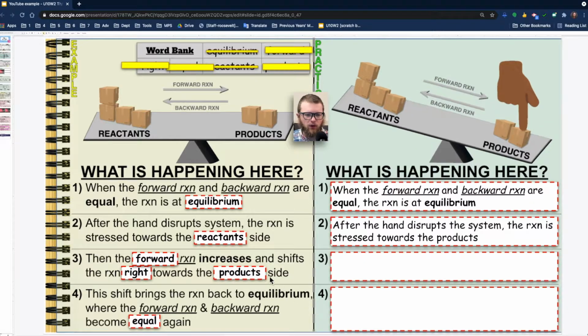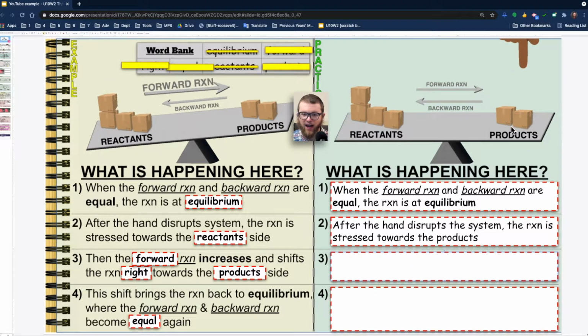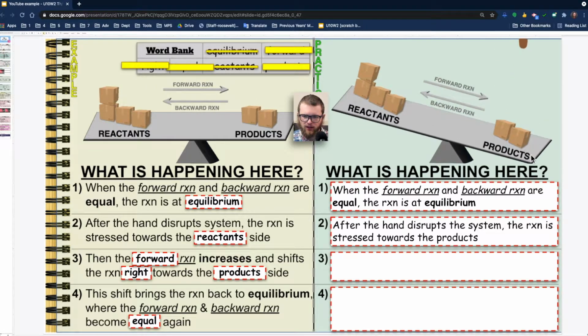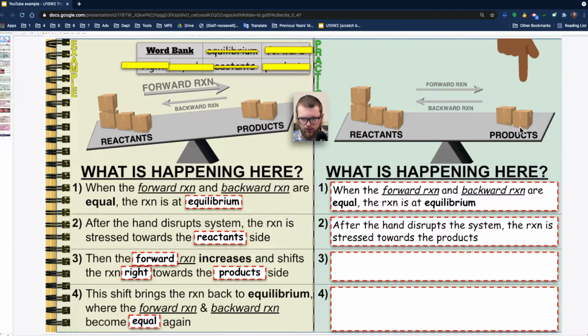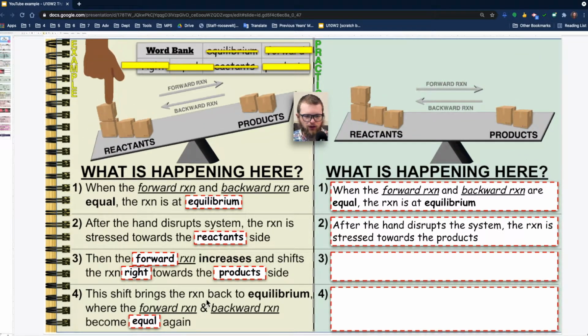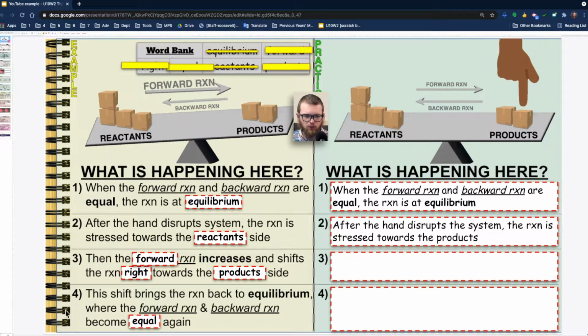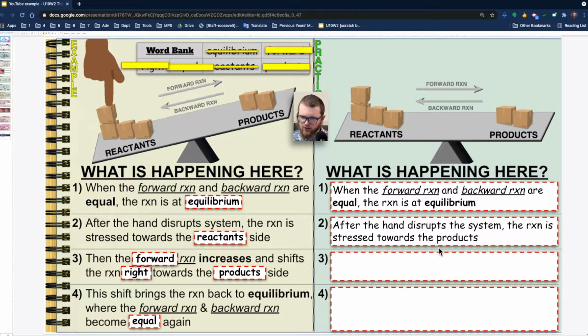Okay, then number 4, after the shift, after the stress happens and the products get more heavy, the reaction increases that way to fix it. This shift brings the reaction back to equilibrium, where the forward reaction and backward reaction become equal again. Is that what happens in this picture?